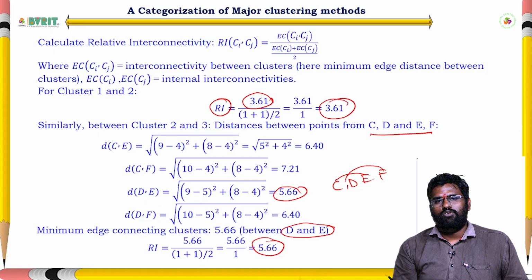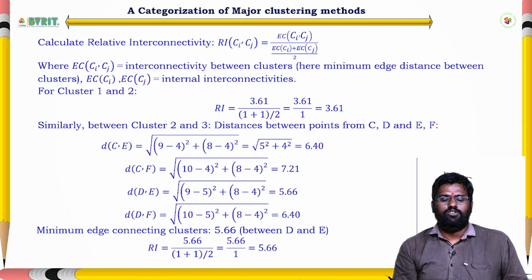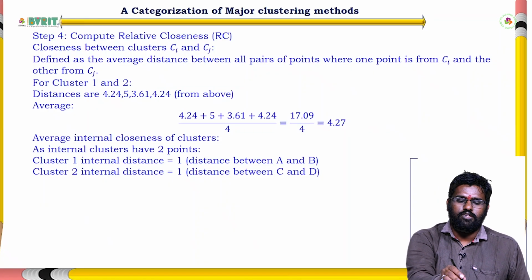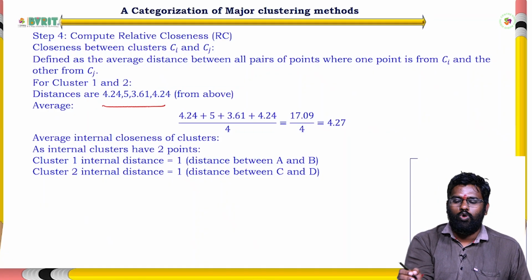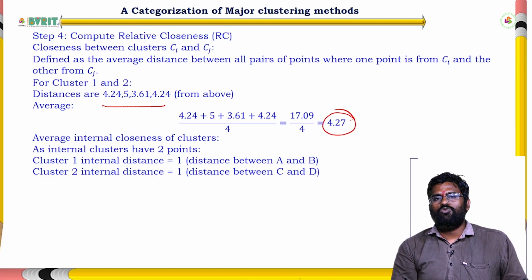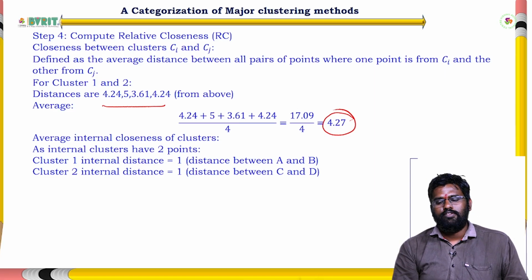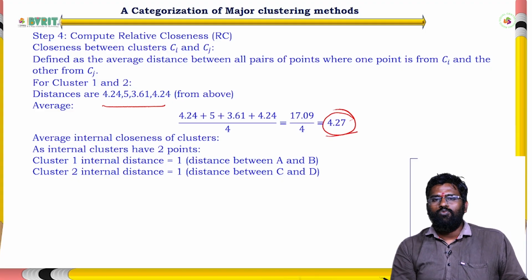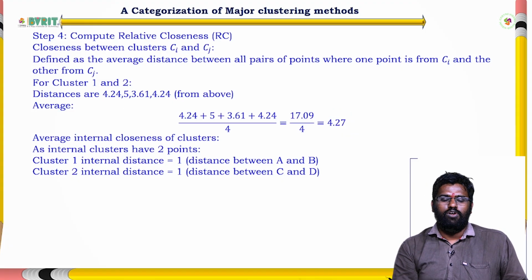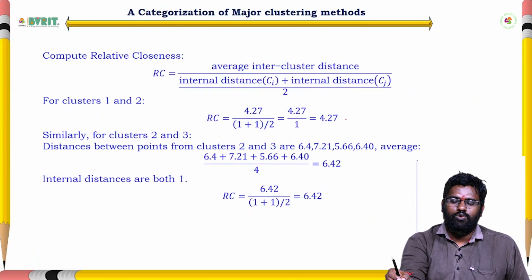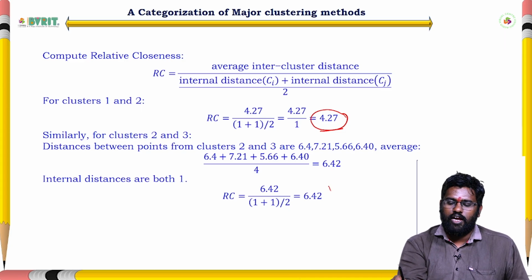Similarly, we need to calculate the relative closeness for this. The relative closeness formula is the sum of all the distances divided by the count. That value we get is 4.27. Cluster 1 contains A and B and cluster 2 contains C and D, so we calculate 4.27 for ABCD. Then we calculate for CDEF. For clusters 1 and 2 it is 4.27, and for clusters 2 and 3 we get 6.42.